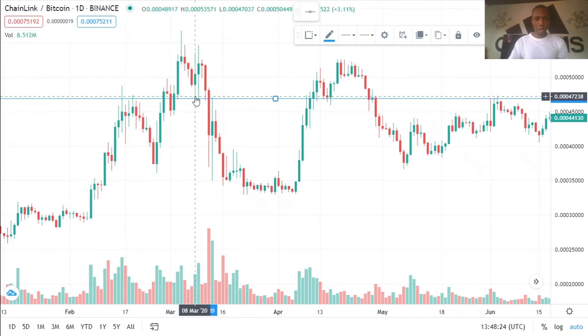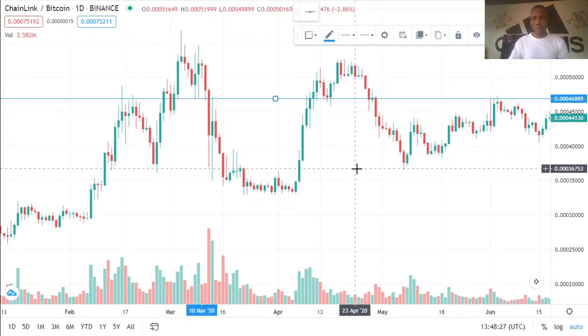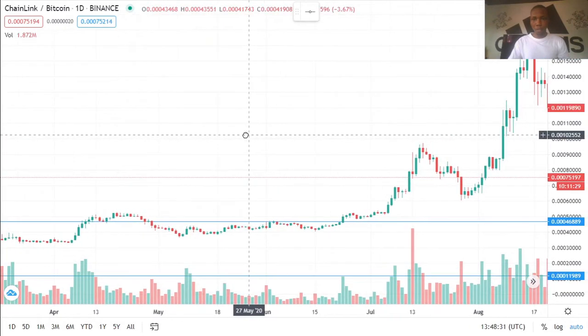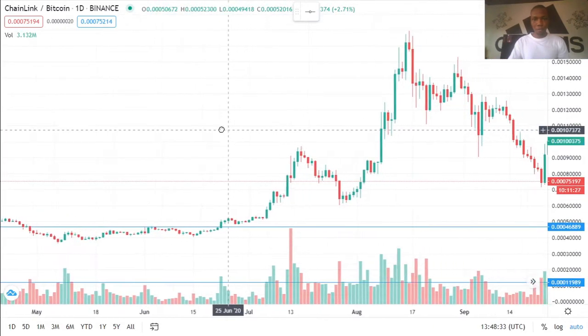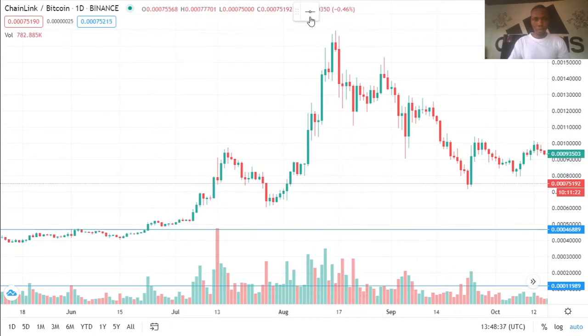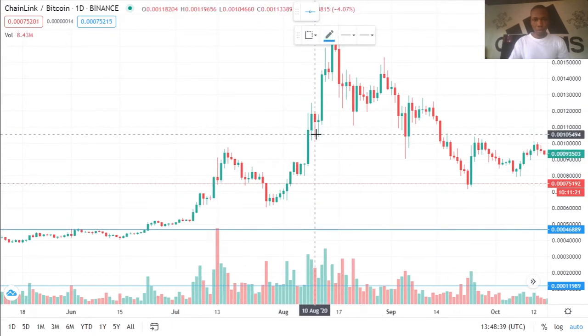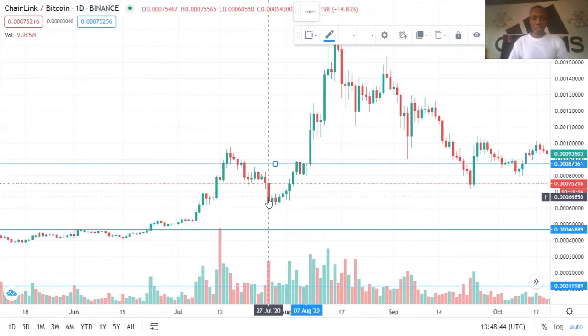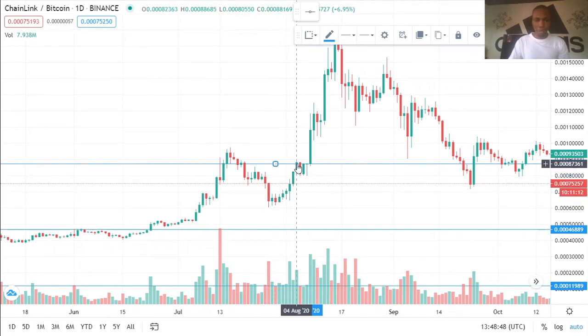Now let's say for instance I want to sell my coin at a resistance level. Let's take this part as a resistance level. Let's say I enter this trade at this part here, and let's take this as the resistance level.